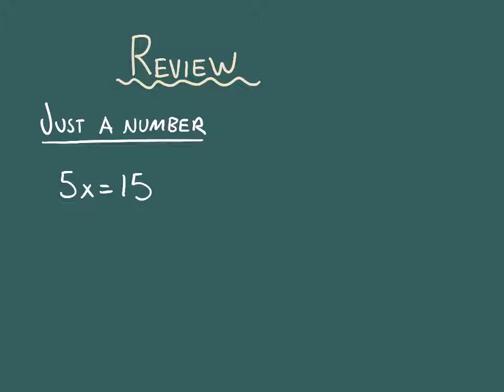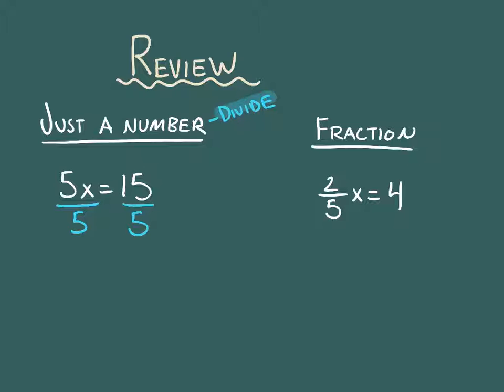So let's quickly review. In front of a variable, you will see two things. The first thing you might see is just a number. The next thing you might see in front of a variable is a fraction. When there is just a number, what you are going to do is divide both sides by that number, which will simplify out to x is equal to 3.